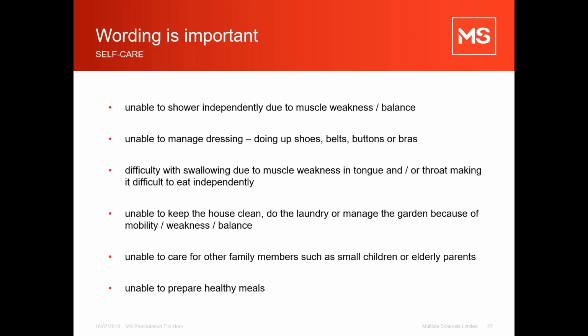Do you have any difficulty swallowing due to muscle weakness in your tongue or throat, making it difficult for you to eat independently? The person's unable to clean the house, do the laundry, or manage the garden because of mobility, weakness, or balance. The person's unable to care for family members such as small children or elderly parents. The person is unable to prepare healthy meals. All this information will help, and using that sort of language is really helpful.